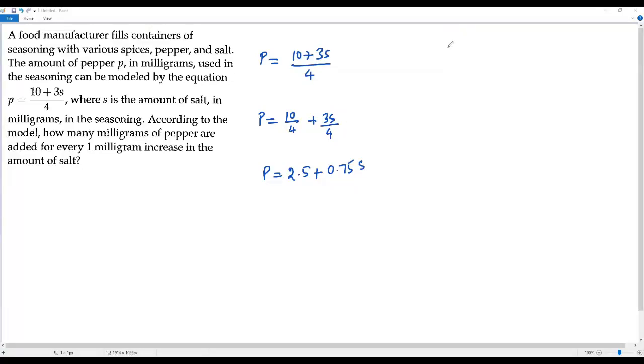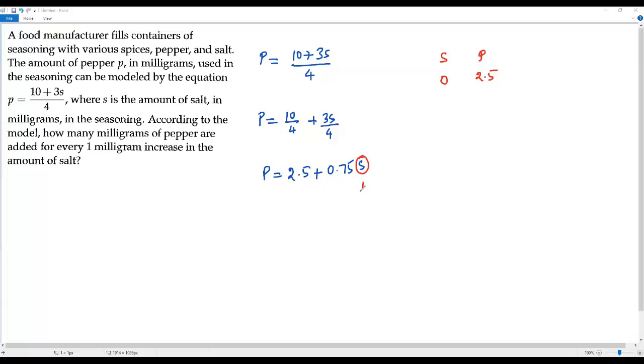Okay, now in this equation, if I plug in S equals 0, what will happen? When I plug in S equals 0, 0 times 0.75 becomes 0. That is, this part will completely become 0. Then we get P equals 2.5. That is, in the seasoning, if the amount of salt is 0 milligrams, then the amount of pepper is 2.5 milligrams.